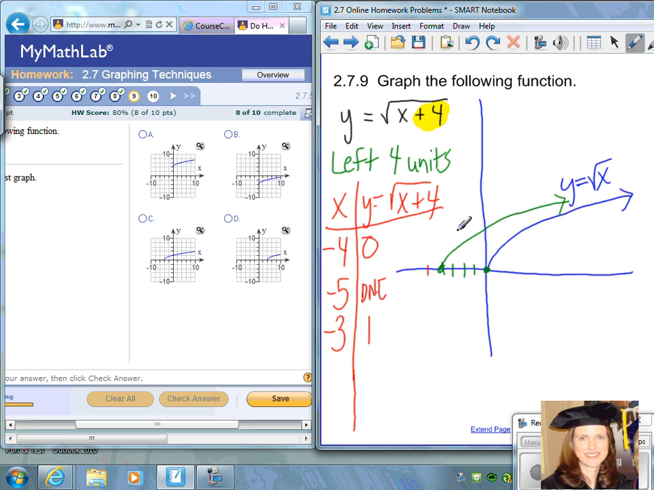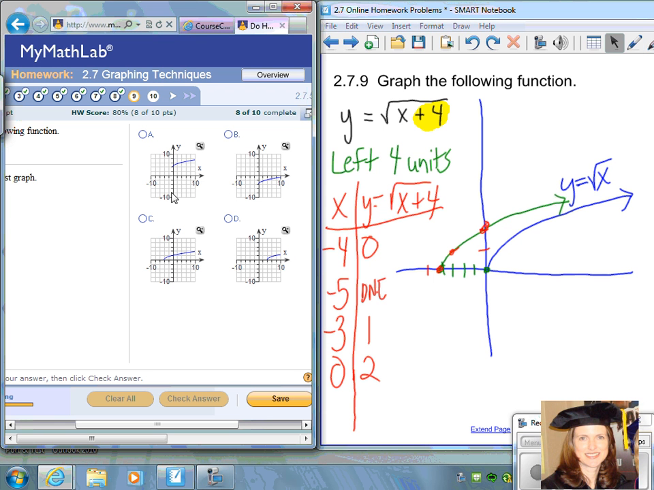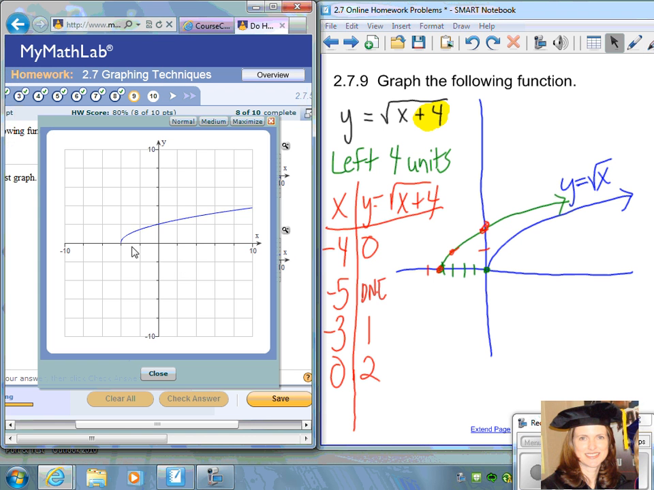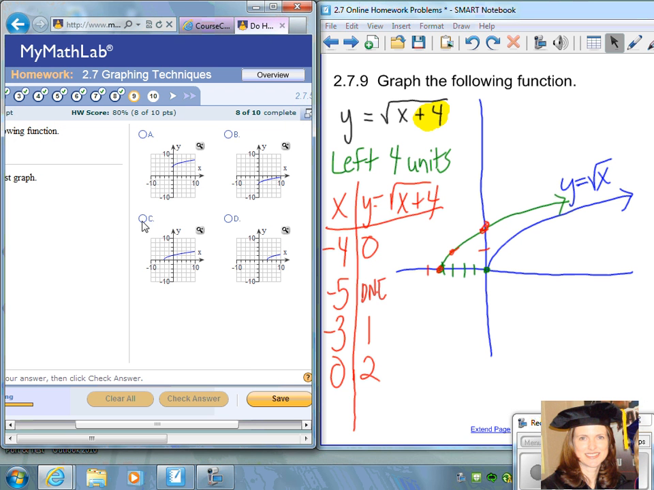Let's pick a number like 0. If you plug in 0 for x, then you get 0 plus 4 is 4. The square root of 4 is 2. So we have this graph that has points -4, 0. -5 doesn't exist. The graph does not exist over there. -3 up 1, and then 0 up 2. So that is our new transformed graph. And that one looks most like choice C for me, the graph that has been transformed by shifting to the left 4 units.